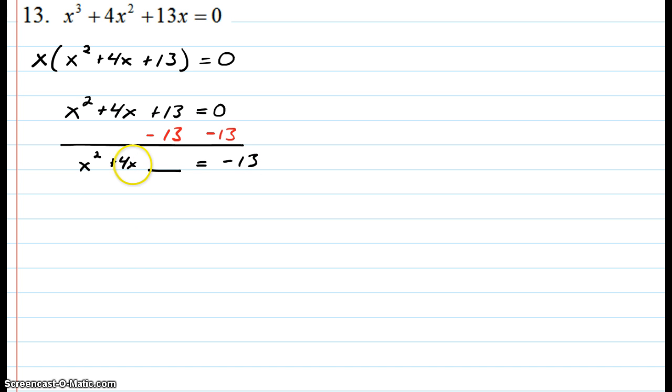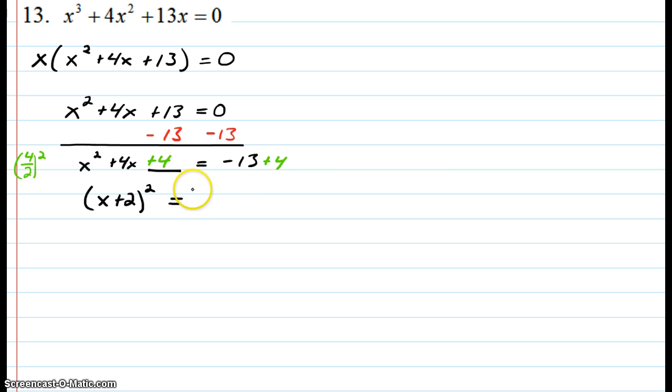So now look at this 4. You're going to take half of it. So we take half of 4, and then we square it. So half of 4 is 2, 2 squared is 4, and so we have now completed the square. So this is a perfect square, and the whole reason we do that is so that we're able to write this as x plus 2 squared.